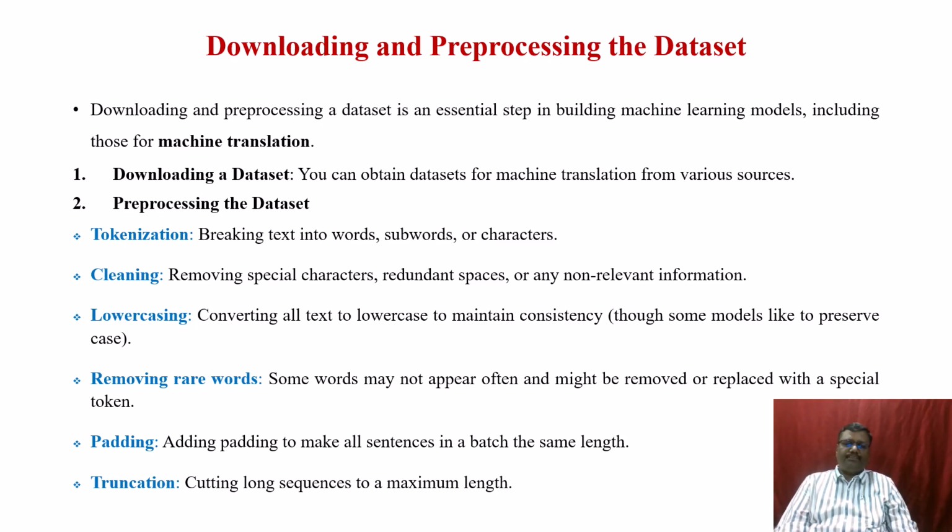The first one is tokenization, that is breaking the text into words, subwords, or characters. Then cleaning, that is removing special characters, redundant spaces, etc. Then lowercasing, that is converting all text to lowercase to maintain consistency. Removing rare words: some words may not appear often, which have to be removed or replaced with special tokens. Then padding, to make all sentences in a batch the same length. Then truncation, that is cutting long sequences to a maximum length.